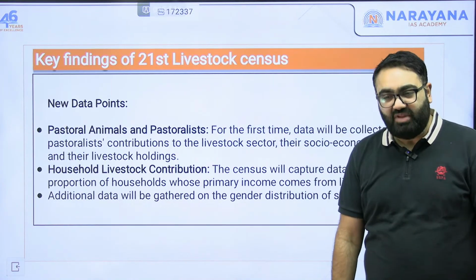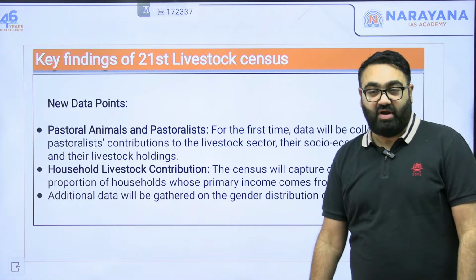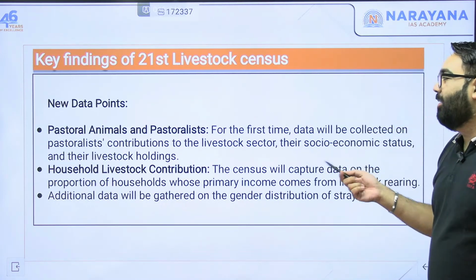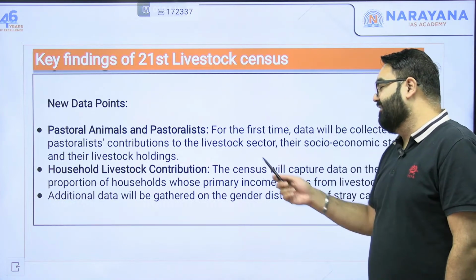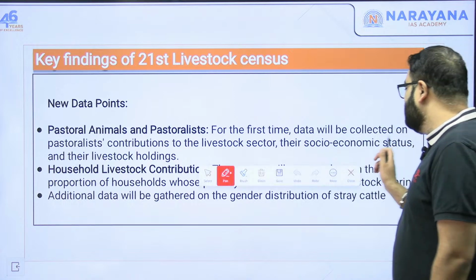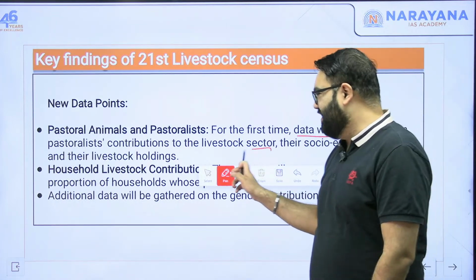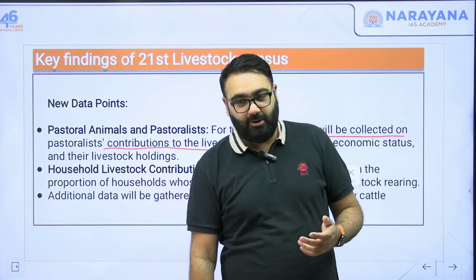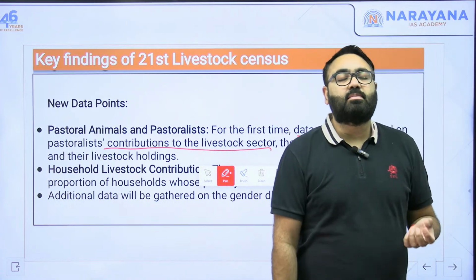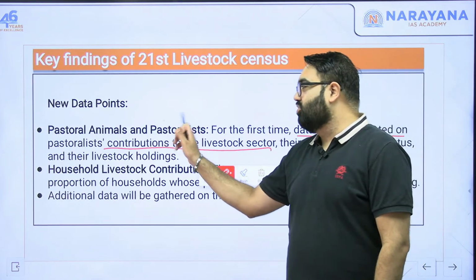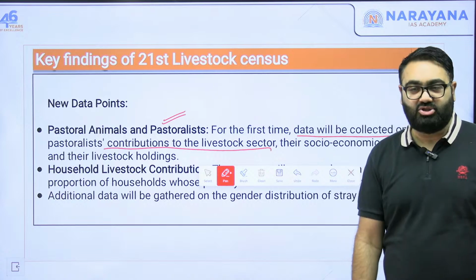Apart from that, this particular census, that is the 21st one, will also have, for the first time, data about the pastoralist contribution of the livestock sector. So pastoral animals are the ones that live with the farmers, or that farmers basically have to support in their own livelihood. Those are called pastorals. Remember, this is happening for the first time, that the data for pastoral animals is being counted, which was not done earlier.